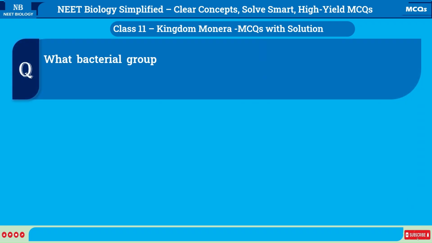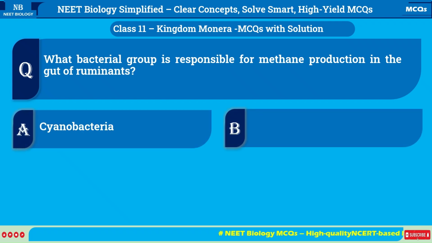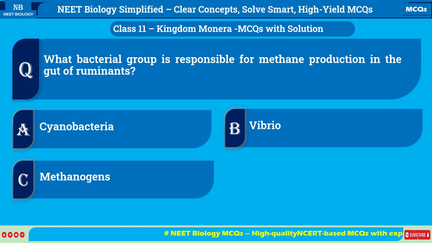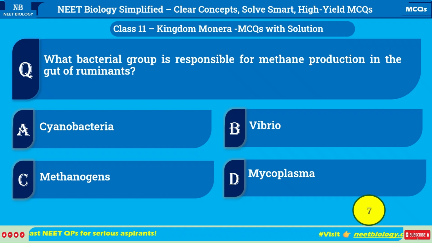What bacterial group is responsible for methane production in the gut of ruminants? A. Cyanobacteria. B. Vibrio. C. Methanogens. D. Mycoplasma. Correct answer is C. Methanogens.